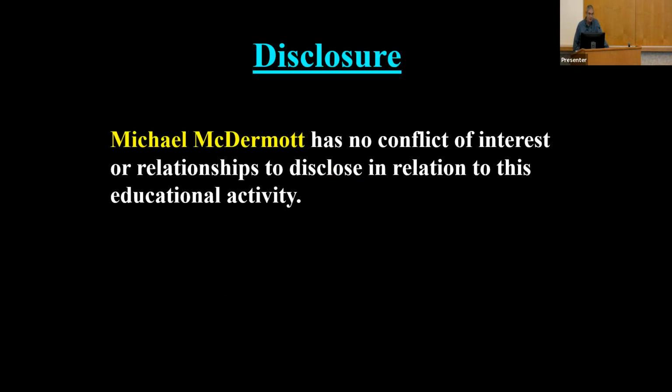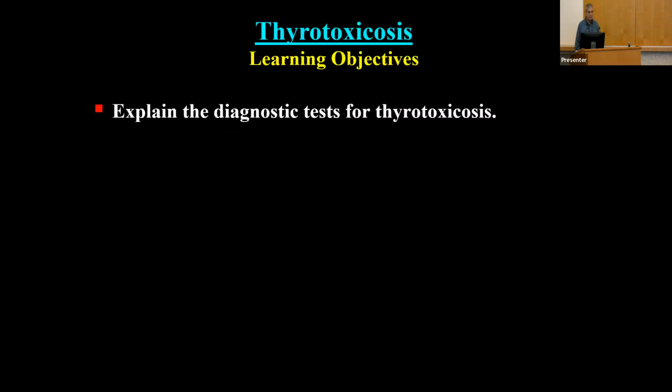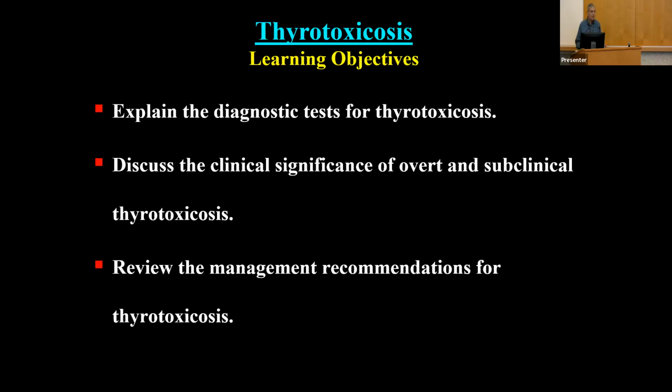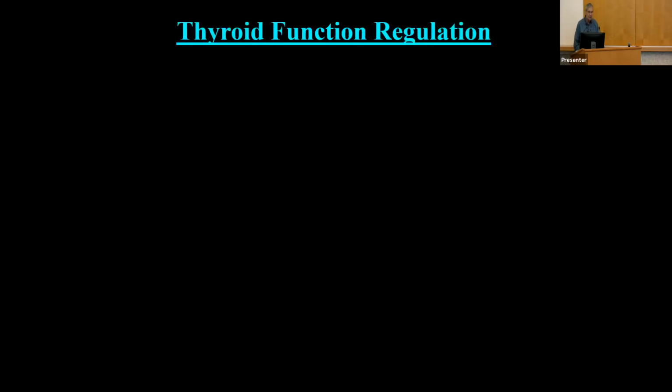So I don't have any conflict to disclose, and here's the objectives today. I'm going to go over the diagnostic tests. How do you really make the correct diagnosis? Discuss the clinical significance of overt versus subclinical thyrotoxicosis, and then go over the management. How do you approach somebody? I think that's what I'm going to spend most of the time on.